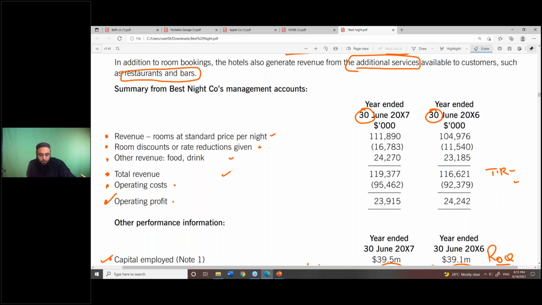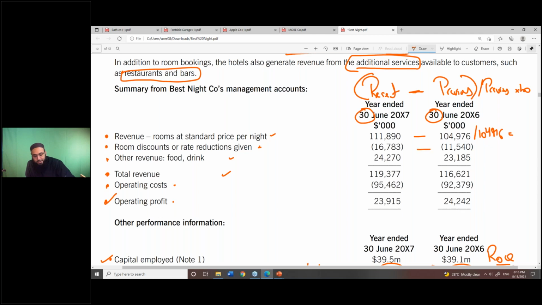First of all, the straight workings. This is the recent figure, and this is the previous one. So how do we work out percentage change? Recent minus previous, divided by previous, multiplied by 100 will give you the percentage change. So this minus this, divided by the previous 104,976, multiplied by 100 will give you the answer.